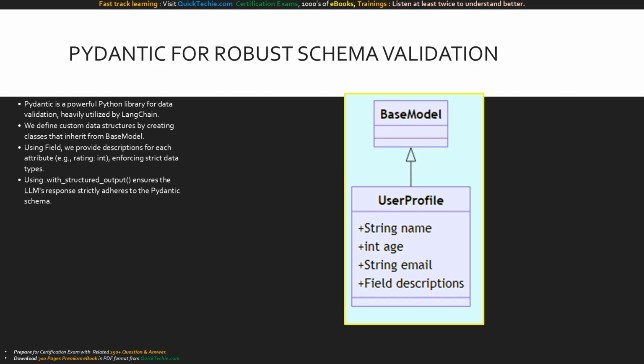This simple class diagram represents how we use Pydantic. We create a class like UserProfile that extends BaseModel. Inside, we enforce types. Name is a string, age is an integer. These type constraints are translated to the LLM, leaving absolutely no room for the model to guess what data types we require.